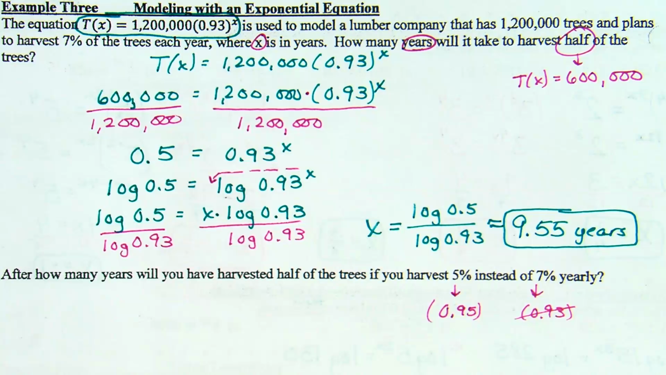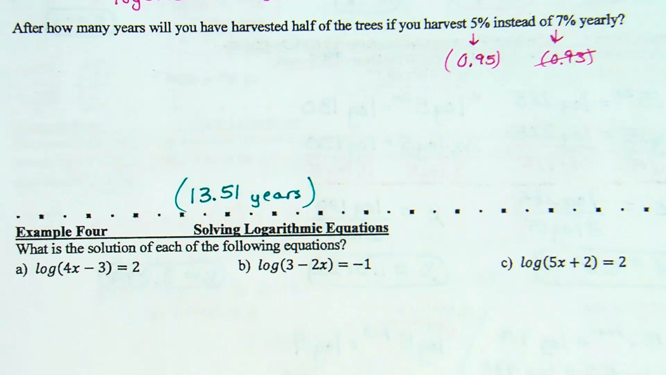So you would set up the same exact equation, but instead of taking out 7%, 100 minus 7 is 93, you would take off 5%. 100 minus 5% would be 0.95. If you worked this and got an answer, you would get that answer of 13.51 years is what I've written down.